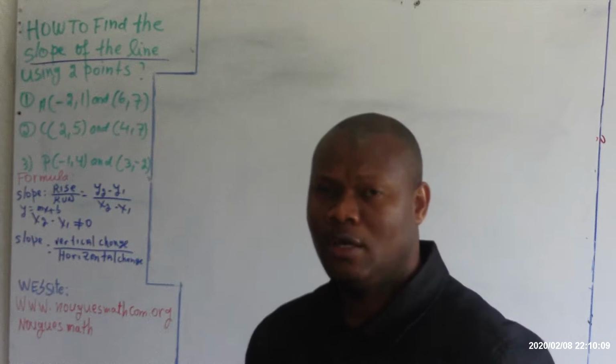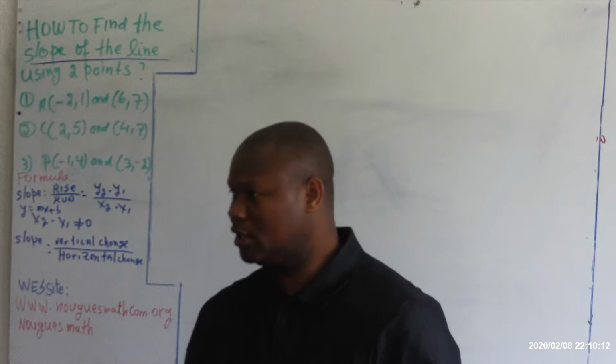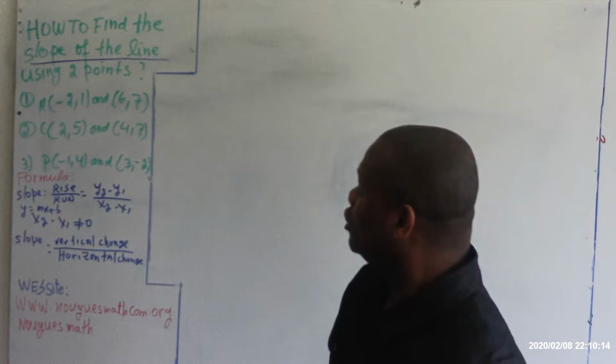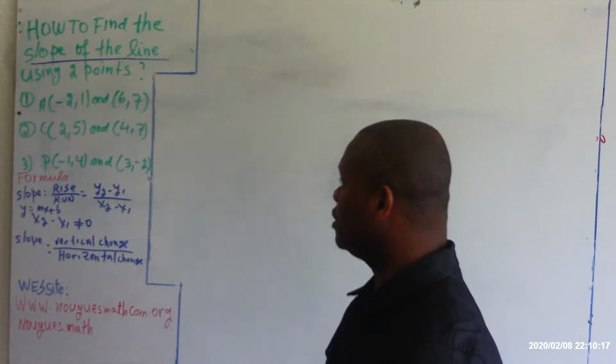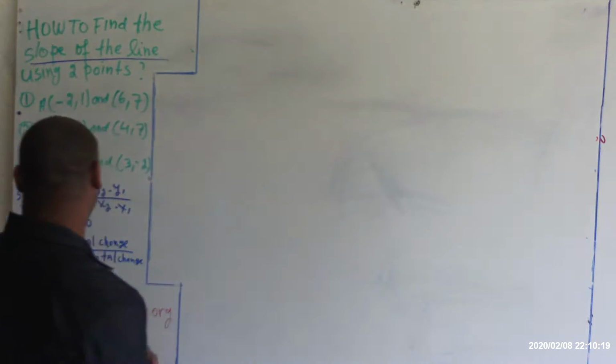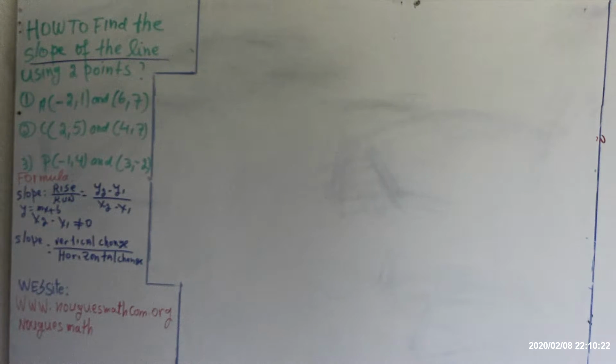Good afternoon. In this video, I'm going to teach you how to calculate the slope of the line using 2 points. So, there are different ways to call the slope. First way, you can call it rise over run. Remember, rise over run. And second way, you can call it y equals mx plus b. And another way, we can call it vertical change over horizontal change.